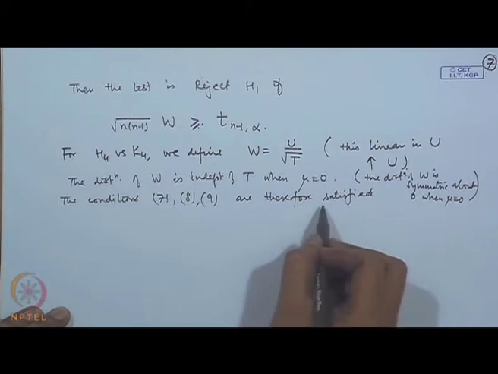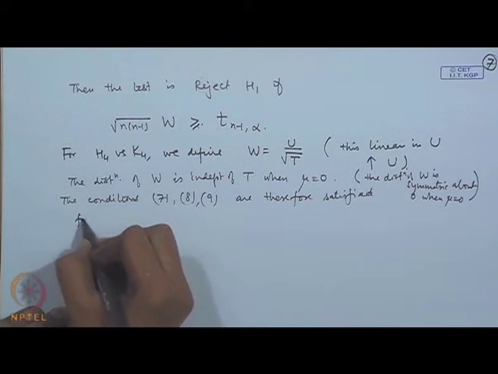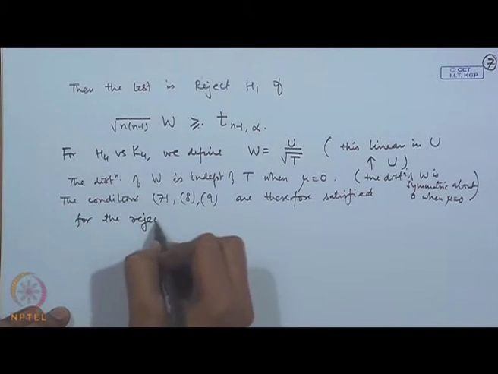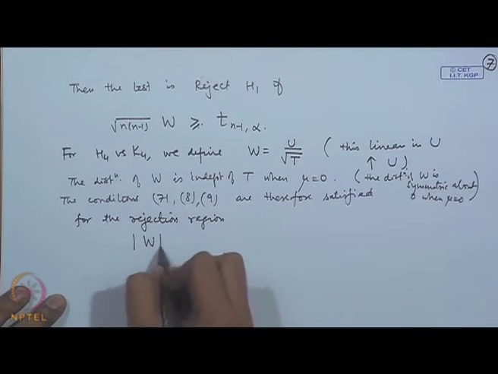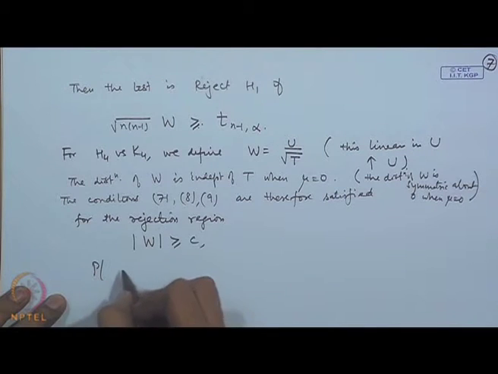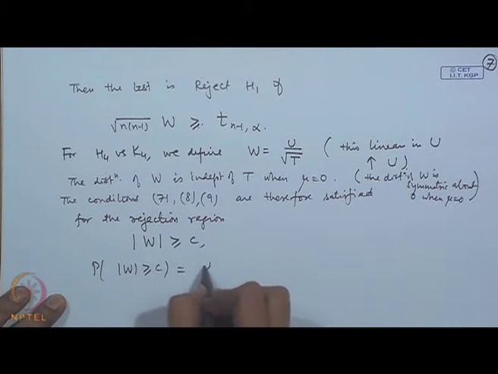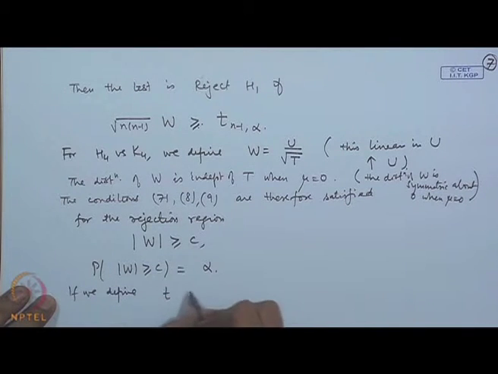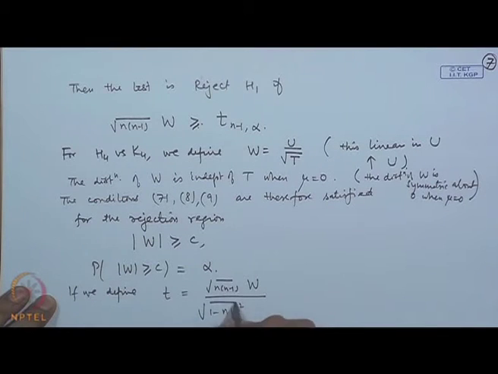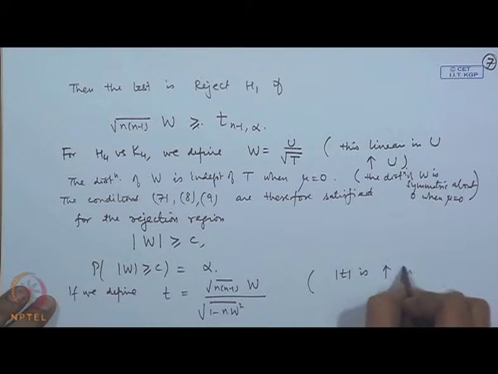The conditions 7, 8, 9 are therefore satisfied for the rejection region modulus W greater than or equal to C, and the probability of modulus W greater than or equal to C is equal to alpha. So, if we define, say, small t equal to square root n into n minus 1 W divided by square root 1 minus n W square, then modulus t is increasing in modulus W.